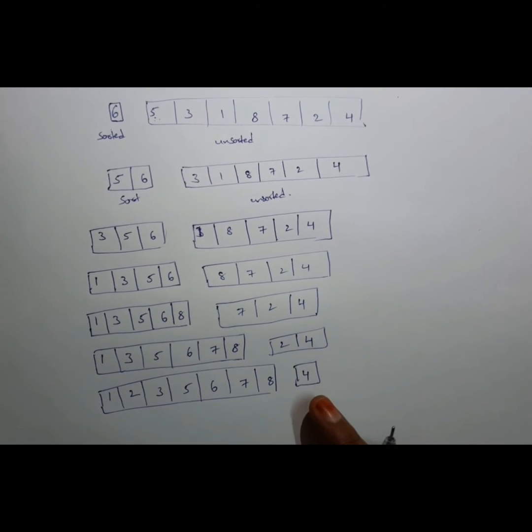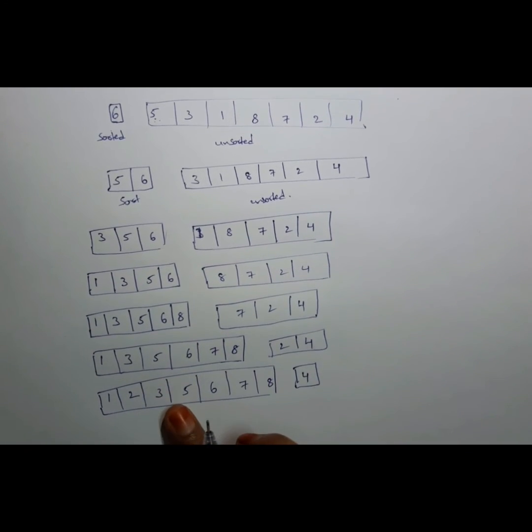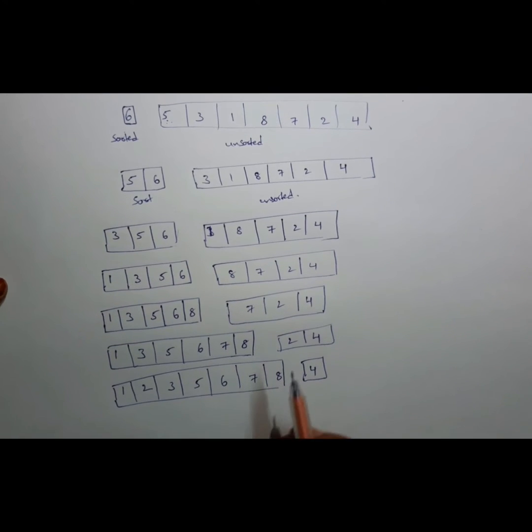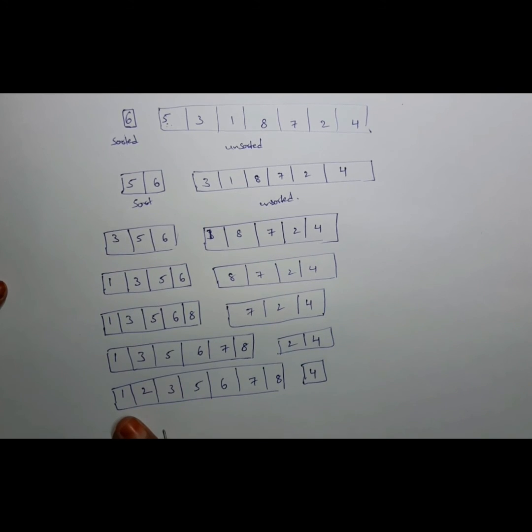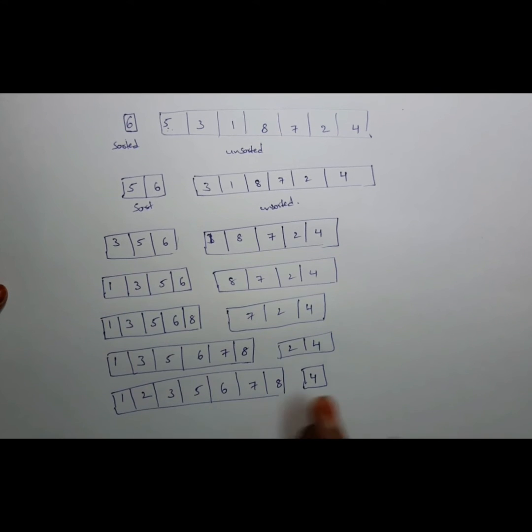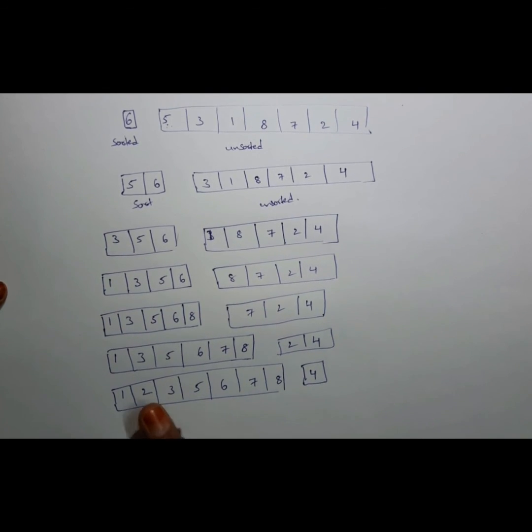Here we are left with only one element in the unsorted list, and I am considering this element 4. Now I need to compare this element 4 with all these elements in the sorted list. I am comparing element 4 with the first element in the sorted list, that is element 1. 4 is greater than 1, so I cannot insert the element 4 here. So I am comparing element 4 with 2. 4 is greater than 2. Here also there is no possibility of performing the insertion operation.